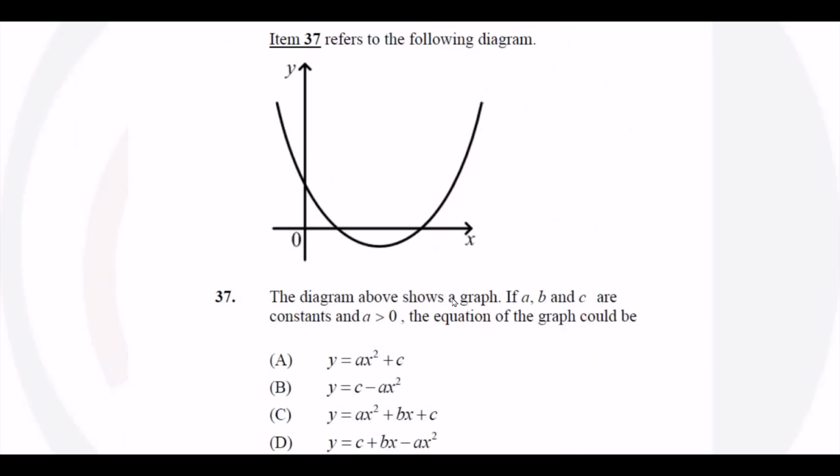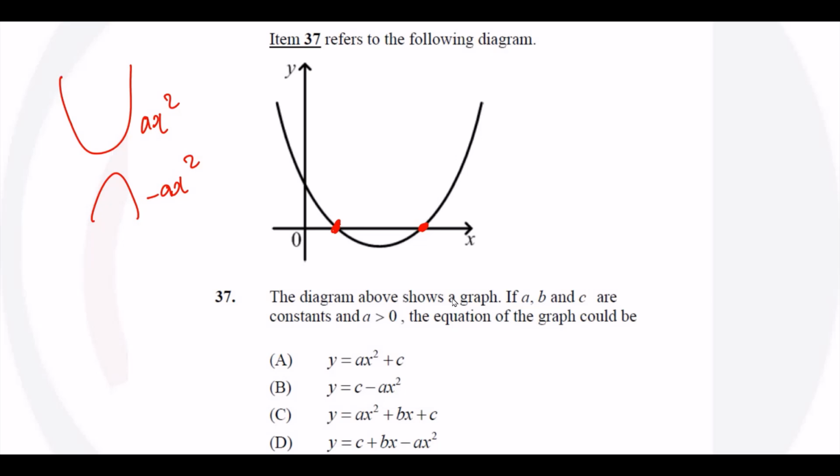Question 37. Item 37 refers to the following diagram. The diagram above shows a graph. If A, B, C are constants and A is greater than 0, the equation of the graph could be... Now we know it's a quadratic graph. Once it's smiling, that means that A is positive, so we have ax squared, and if it was frowning, it would be negative ax squared. Because it cuts the graph twice, we know that it has two real roots. So which one matches?